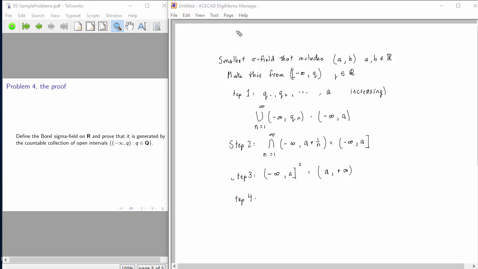And now I'm home free because I'm allowed to form intersections in a sigma field. I will take the intersection of the interval that extends from minus infinity to b with the interval that extends from a up to infinity. The only numbers that are in both of these are numbers that are greater than a and less than b. In other words, I have succeeded in creating the open interval that extends from a to b.